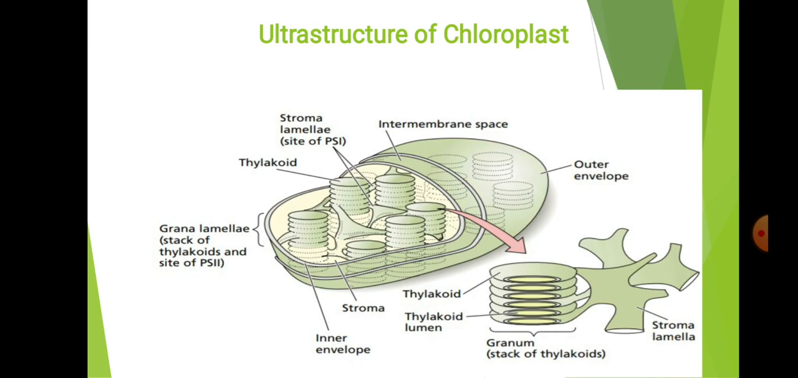Then if we study the single structure of granum, which is called the stack of thylakoid, then we are able to know the structure of thylakoid, that it has the thylakoid lumen and the outer portion which is called stromal lamellae.